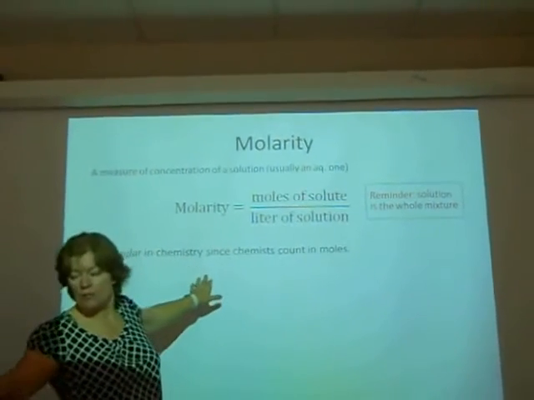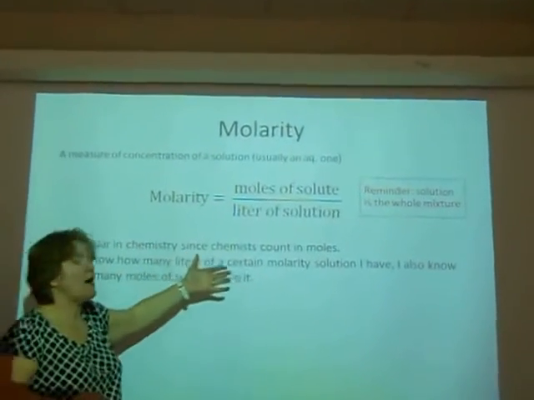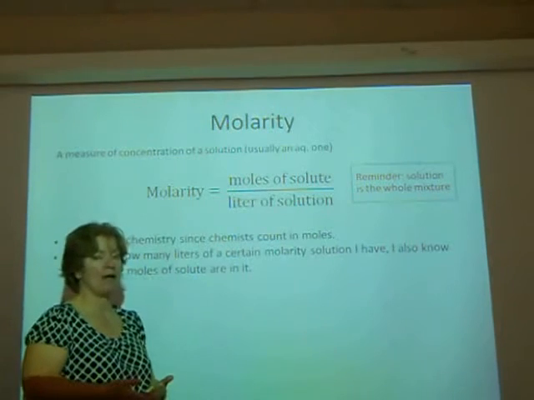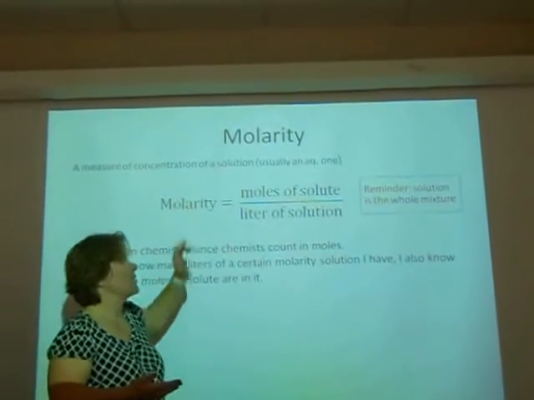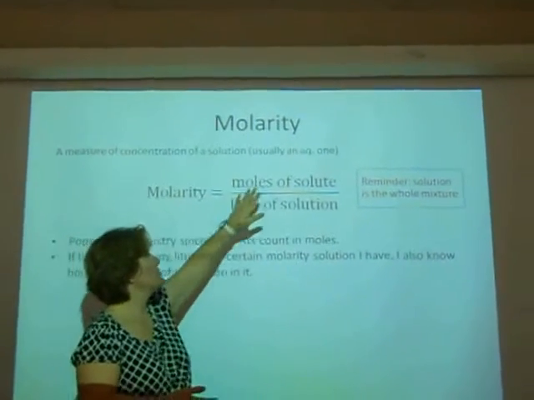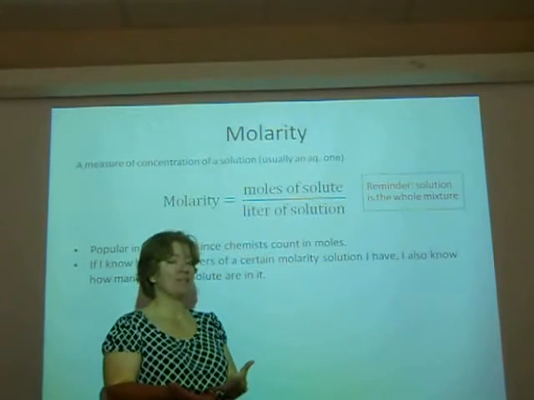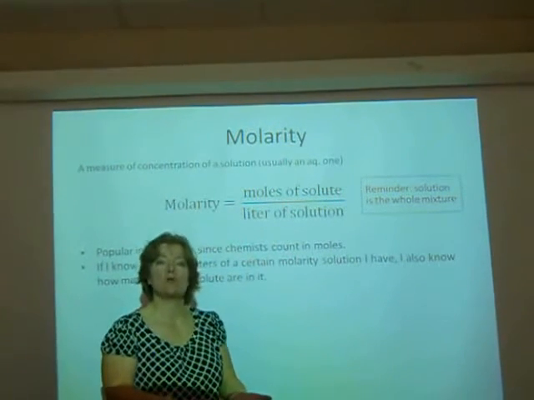We use it in chemistry because we do stuff in moles. If we know how many liters, and we know the molarity of the solution, I know how many moles I have. So let's say I had a 3 molarity solution. That means 3 moles of solute for every liter of solution. If I had 5 liters, and each liter had 3 moles, then I have 15 moles total of solute.